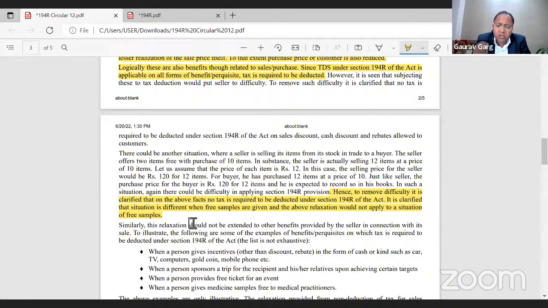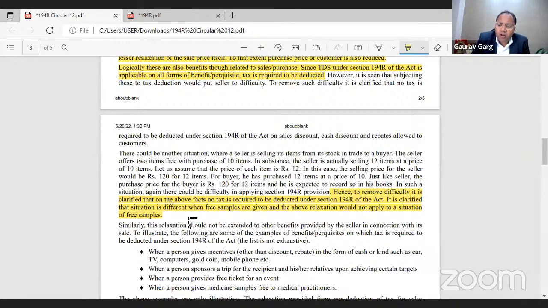So the question comes, if I'm giving you a free sample, are you doing some business? Am I giving you a free sample because of your business? Am I giving you a free sample because of your profession? If the answer is no, then 194R, in my opinion, is not applicable. But if, let's say, the other person is a doctor and I'm giving free medicine samples to them, that is a situation wherein they want to put that in a tax net.